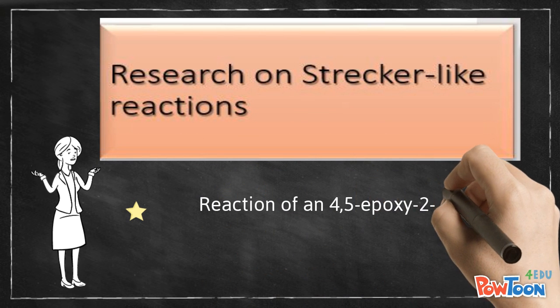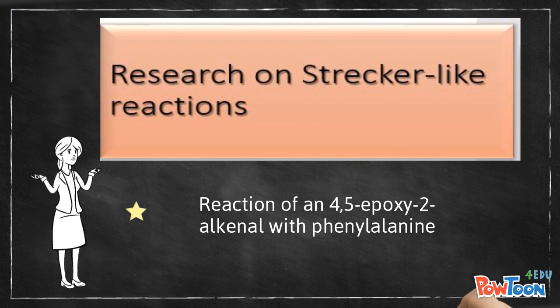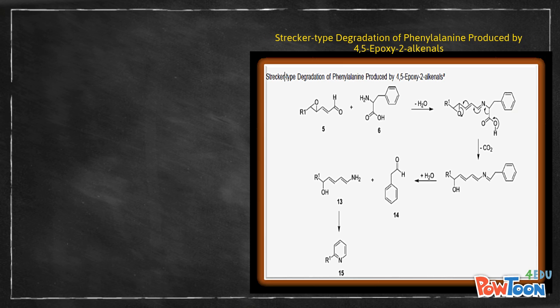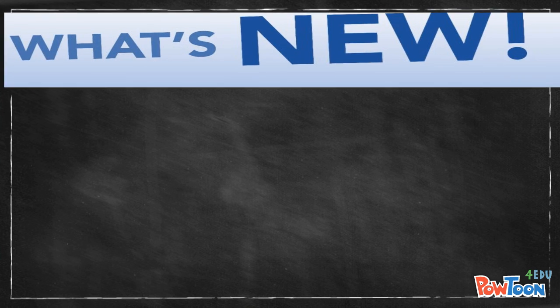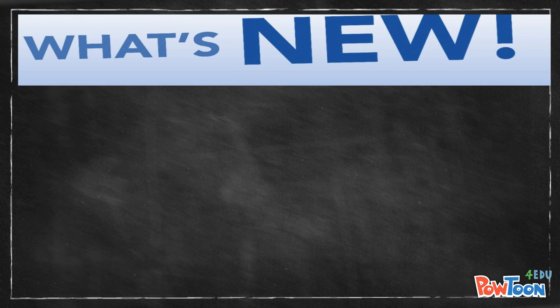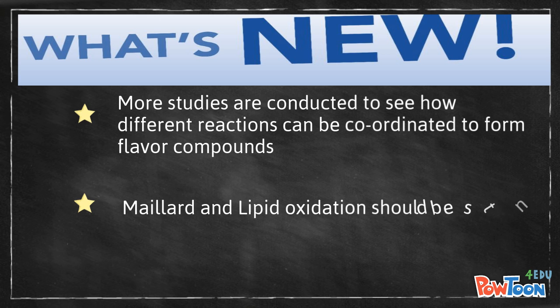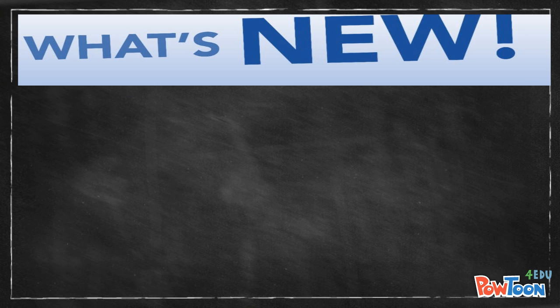They analyzed the reaction of 4,5-epoxy-2-alkenals with phenylalanine. The data in the study indicated that the Strecker-type degradation of amino acids is produced by some lipid oxidation products. Further studies are conducted to see how different reactions can be coordinated to form flavor compounds. There is evidence confirming the relationship between Maillard reactions and lipid oxidation reactions. The experiments on Strecker-like pathways in lipids suggest that both reactions should be studied together to understand the mechanisms in complex food systems.